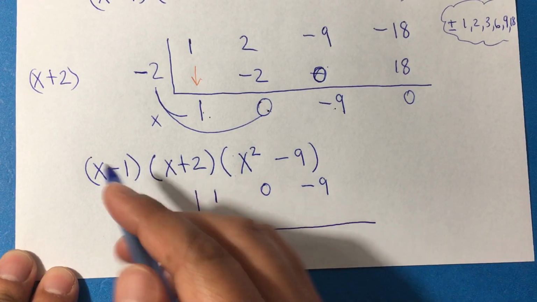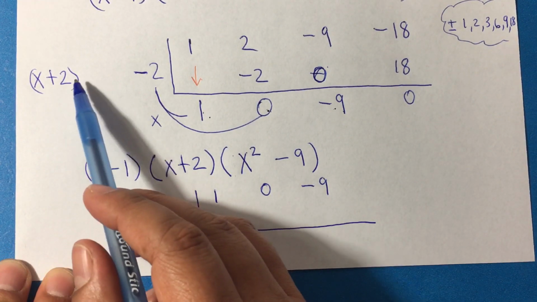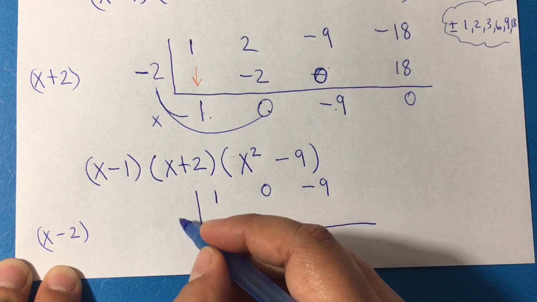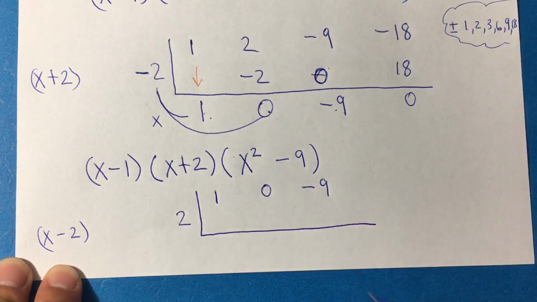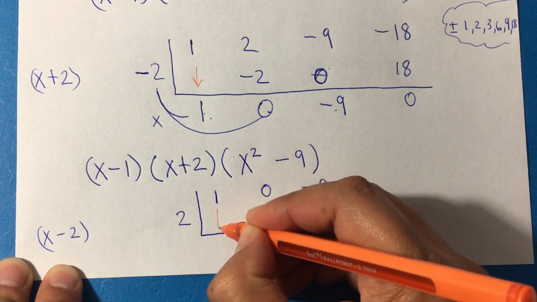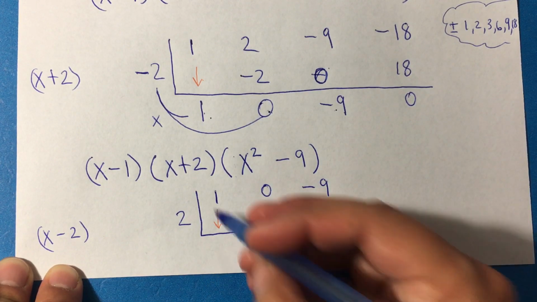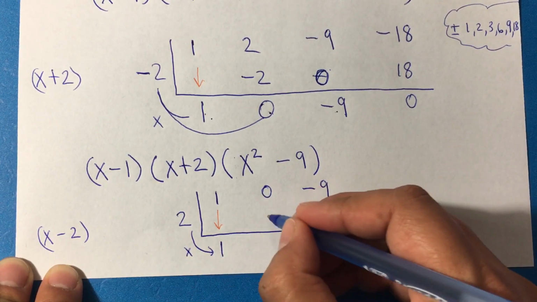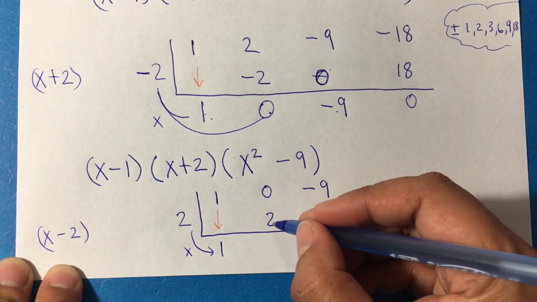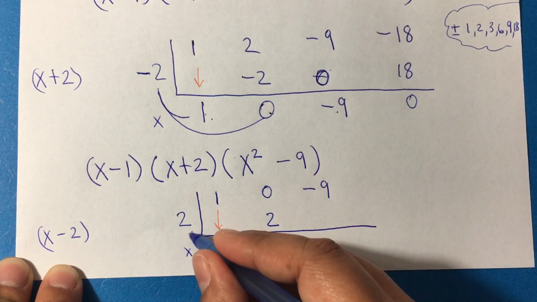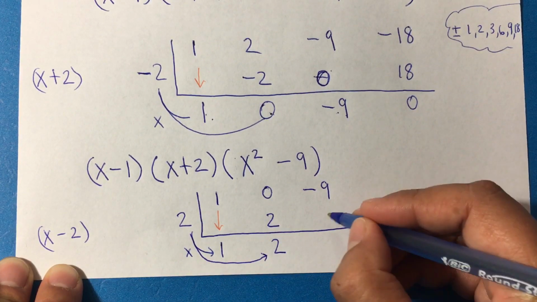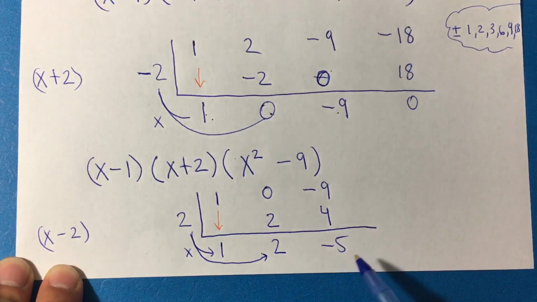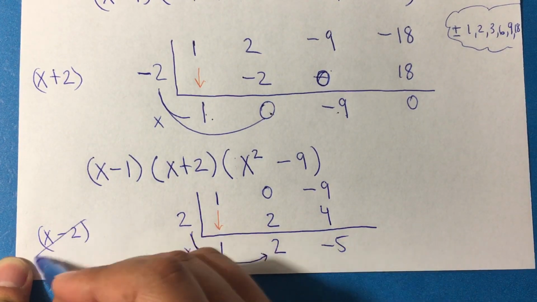So now let's try with x minus 2. That means that this is going to be positive 2. And the first step is to bring down the first value. So it's 1, and start multiplying. 2 times 1 is 2. Combine that. 0 plus 2 is 2. 2 times 2 is 4. Combine that and it's -5. We did not get a 0, so that means that this does not work.